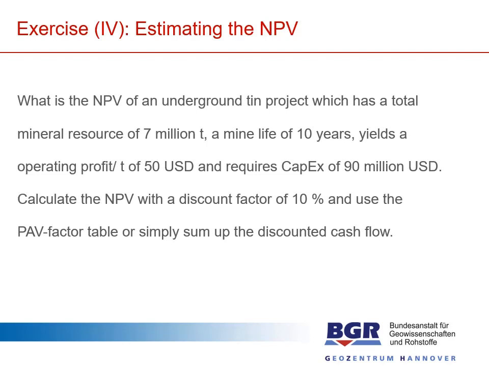And now we will continue with an exercise similar to what you've seen on the sheet before. This is about estimating the NPV, the net present value. So what is the NPV of an underground project which has a total mineral resource of 7 million tons, a mine life of 10 years, yields an operating profit of $50 per ton of ore and requires a capital expenditure of $90 million? So now the task is to calculate the NPV with a discount rate of 10% and to use the PAV factor table or simply sum up the discounted cash flow as you could see on this sheet before.